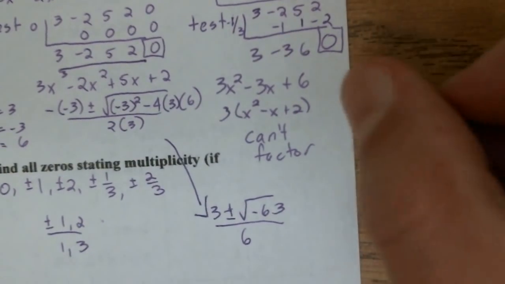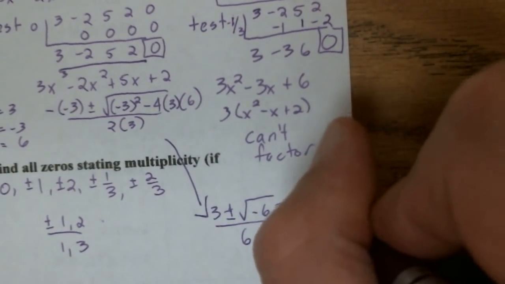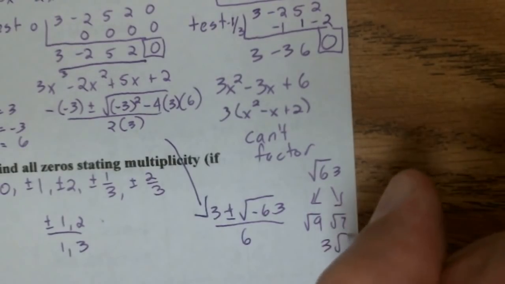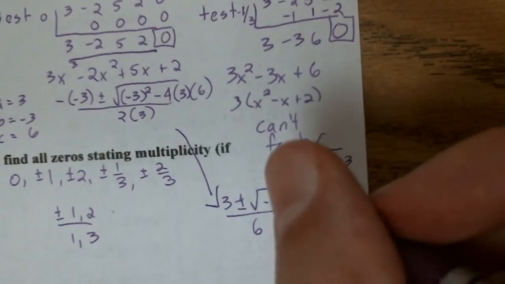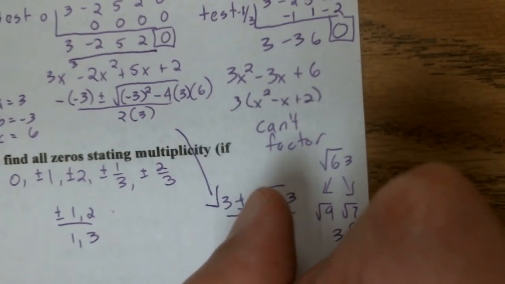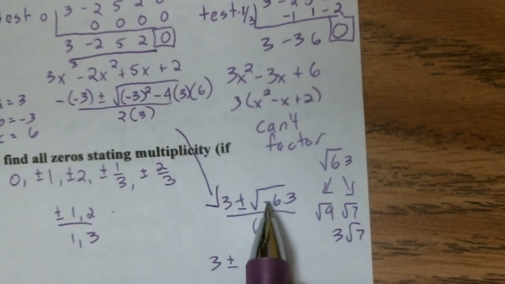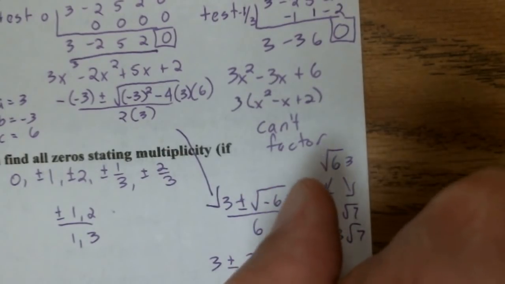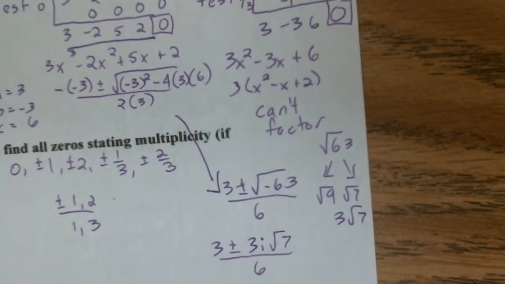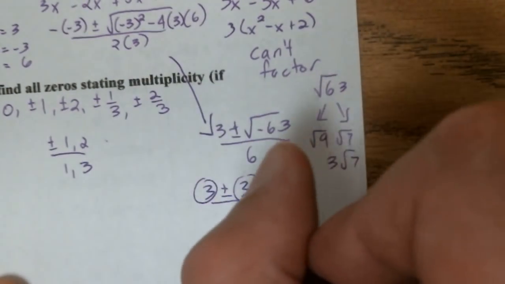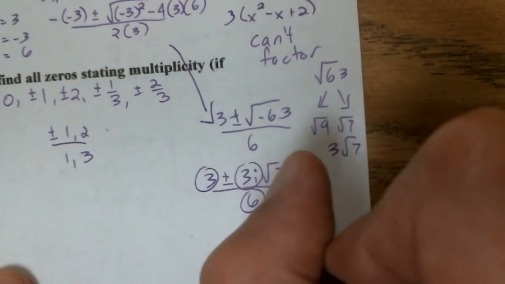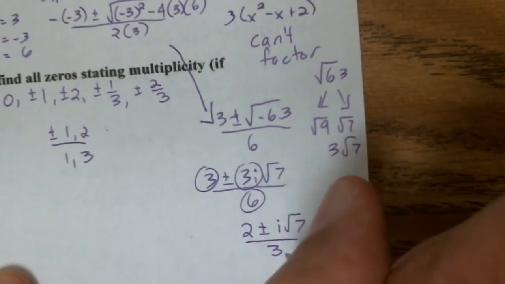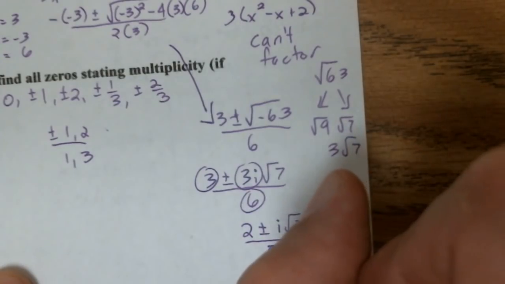Can the square root of 63 break down? Yes, it can. That can break down into the square root of 9 and the square root of 7. So that's 3 root 7. This simplifies to 3 plus or minus, there's an i that pops out because there's a negative, so that's going to simplify to plus or minus 3i root 7 over 6. All 3 of these are divisible by 3, so that is going to be 1 plus or minus i root 7 over 2.